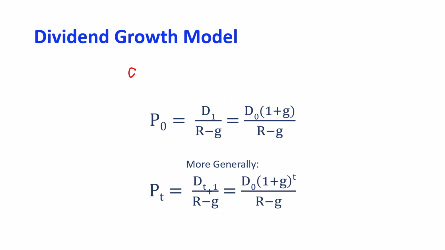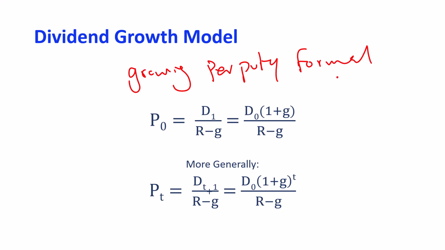This is the growing perpetuity formula. In this case, the assumption is that you're going to receive dividends forever. So it's like a perpetuity. But unlike a perpetuity, your cash flows are not constant. Your cash flows are growing at a constant rate of g. So the present value of a growing perpetuity is going to be the dividend of the next period over the difference between the rate of return and the growth rate.